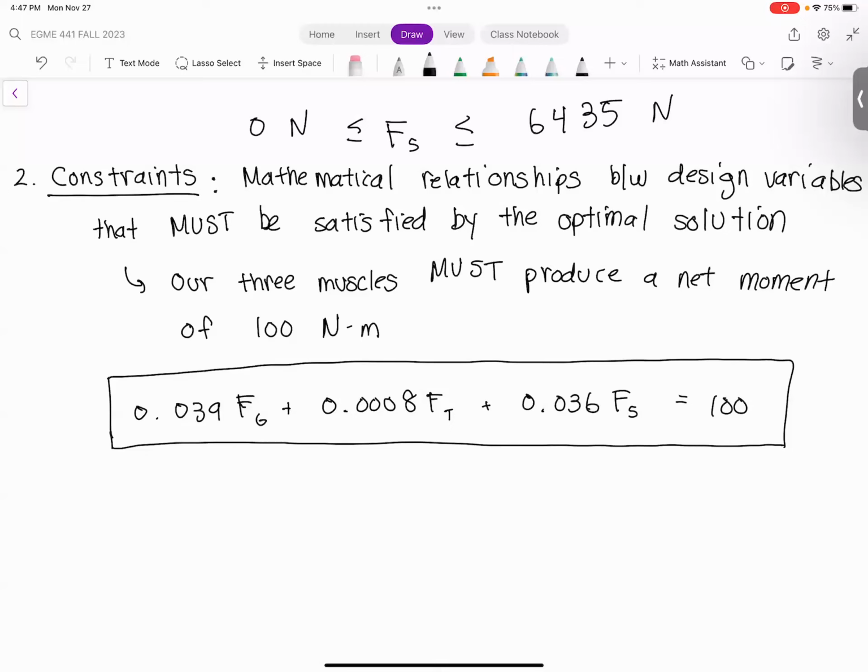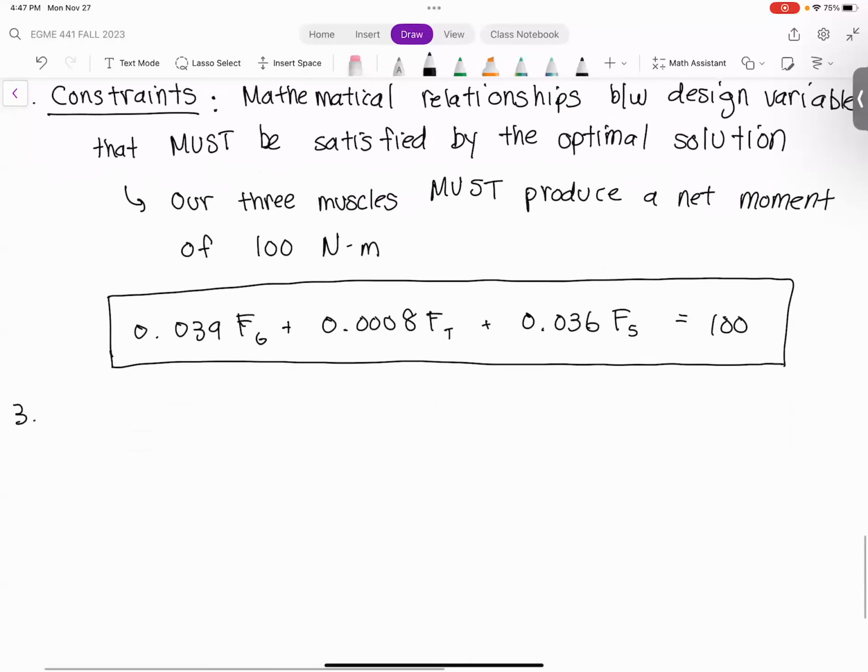Okay. All right. So after constraints, the last part of an optimization problem that we have to define is the objective function. Okay. So this is the only part of the optimization that's actually not given to you typically in a problem.